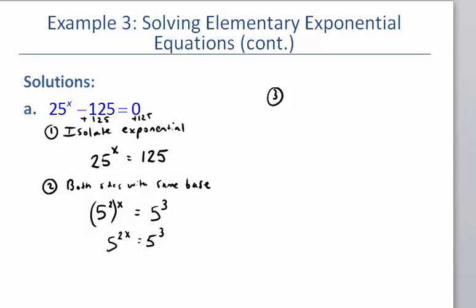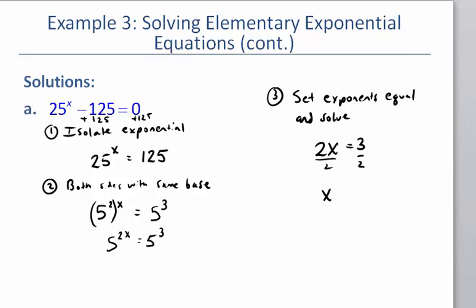And then the third step, once you have the same base, is to equate the powers. This means to set the exponents equal and solve. So I'm going to take 2x and set it equal to 3 and then solve that. We solve by dividing by 2, and so our final answer will be 3/2.